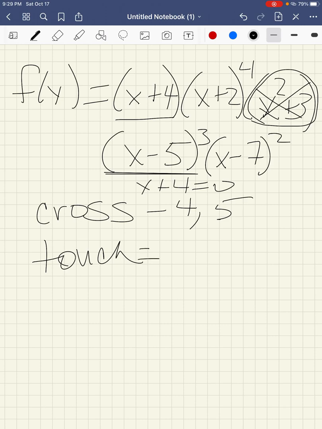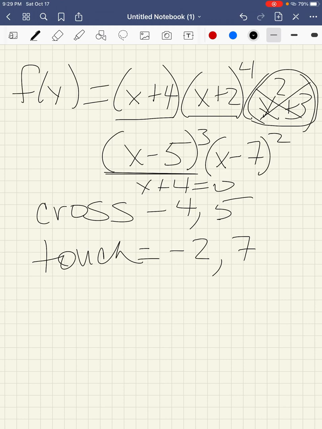All right. Then where it touches, it's the even powers. That would be the 4 and the 2. So x plus 2 to the fourth means it's going to touch at negative 2. X minus 7 to the second means it's going to touch at positive 7.